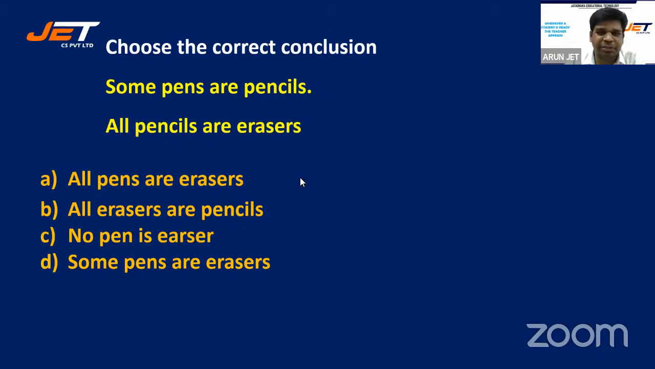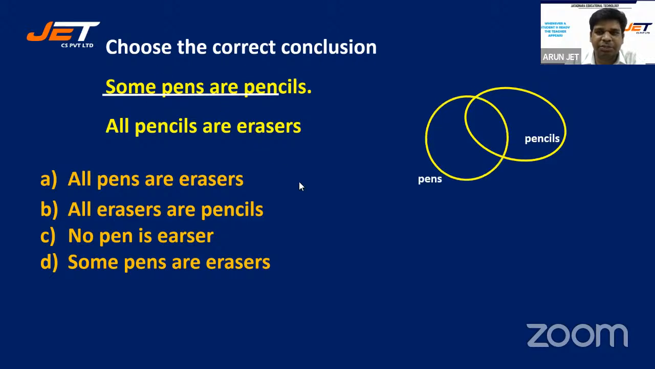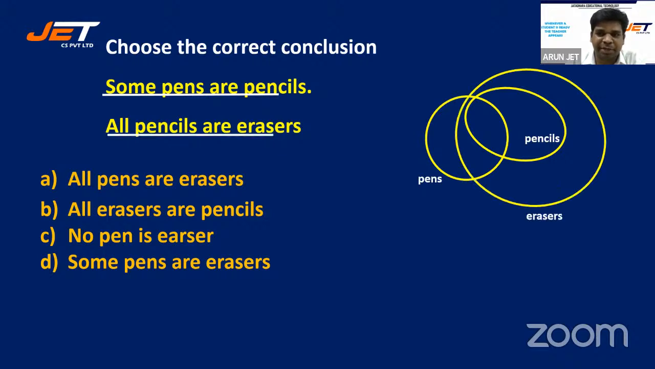All right, let's look at the solution. So, some pens are pencils. So, the intersection is this way. All pencils are erasers. This way. Some pens are erasers. Pretty simple, right? If you just draw the Venn diagrams, it becomes very simple. So, everyone is right.